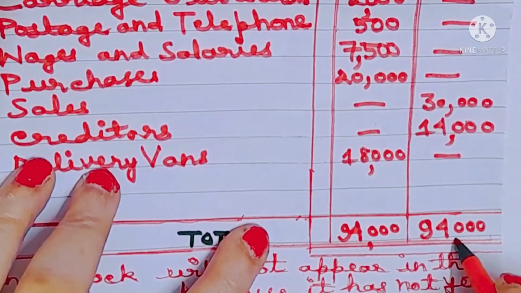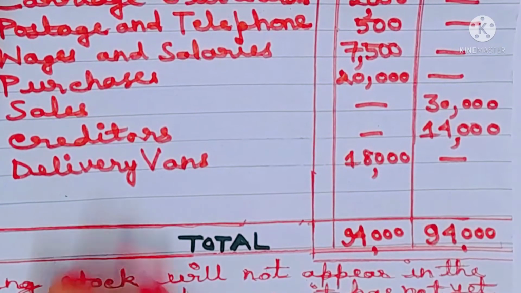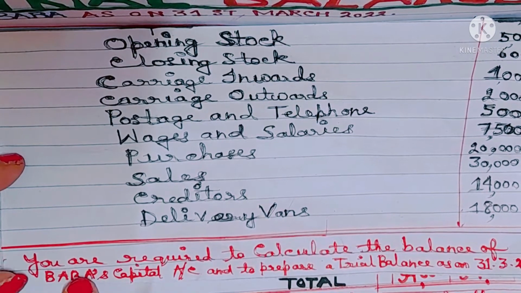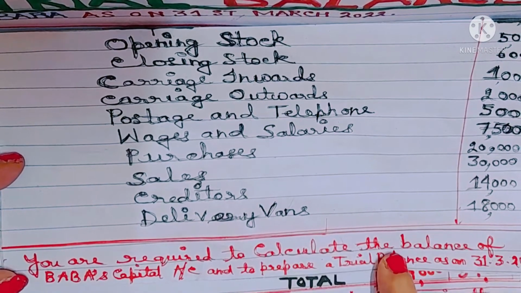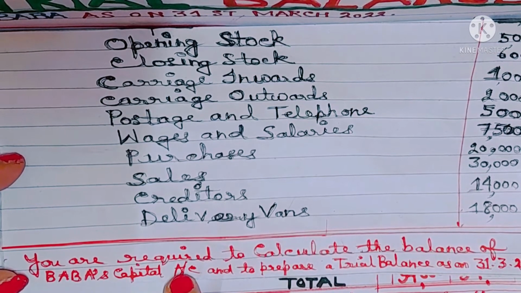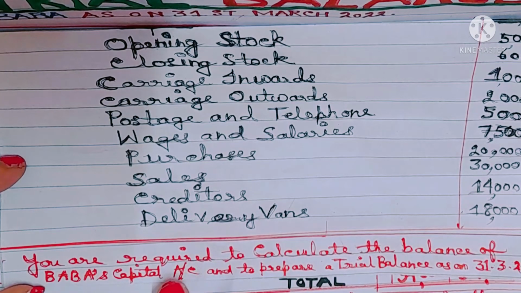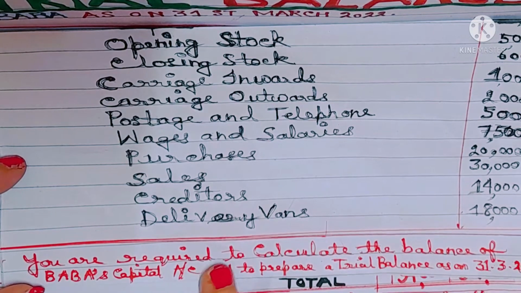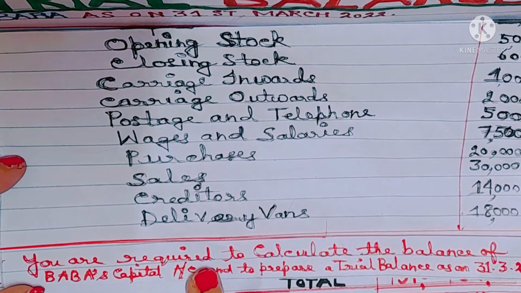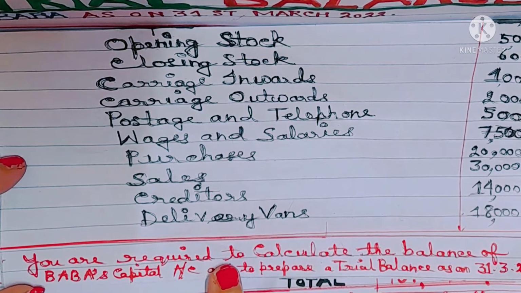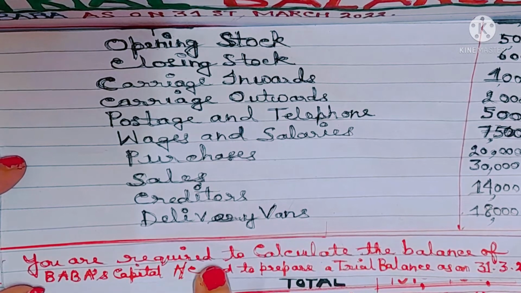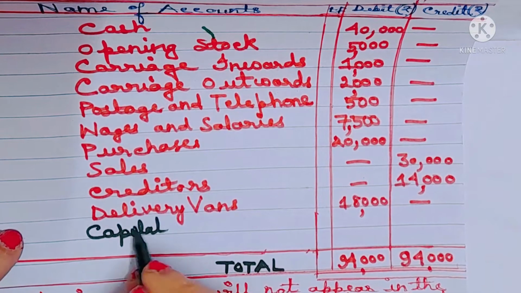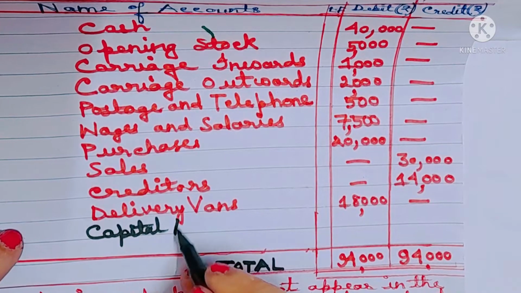So the balancing figure will be capital. They have already told us in the problem. Remember, see in the problem they have already told us. You are required to calculate the balance of Baba's capital account. So there will be a capital account. What is the amount of capital account? We don't know. So capital account will be the balancing figure. So Baba's capital account will be the balancing figure. So let's find out Baba's capital account. Capital account. Balancing figure.